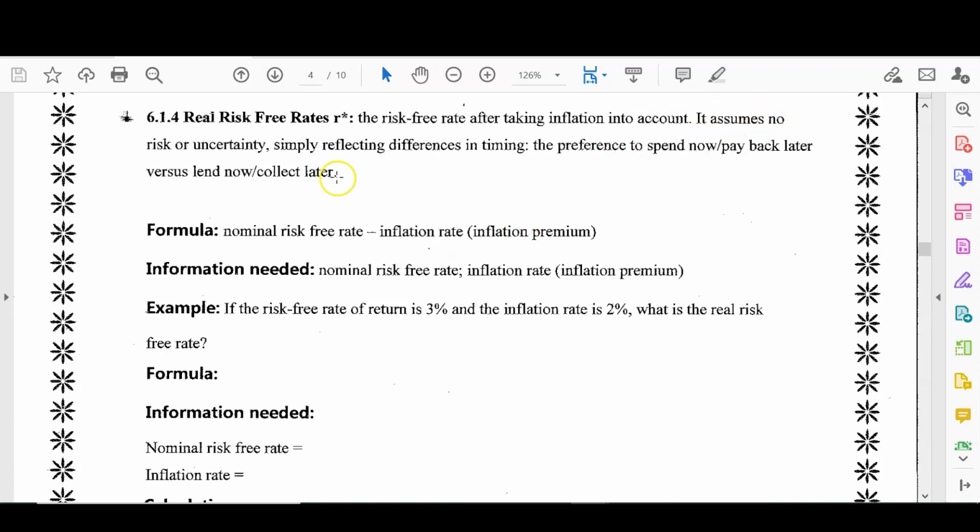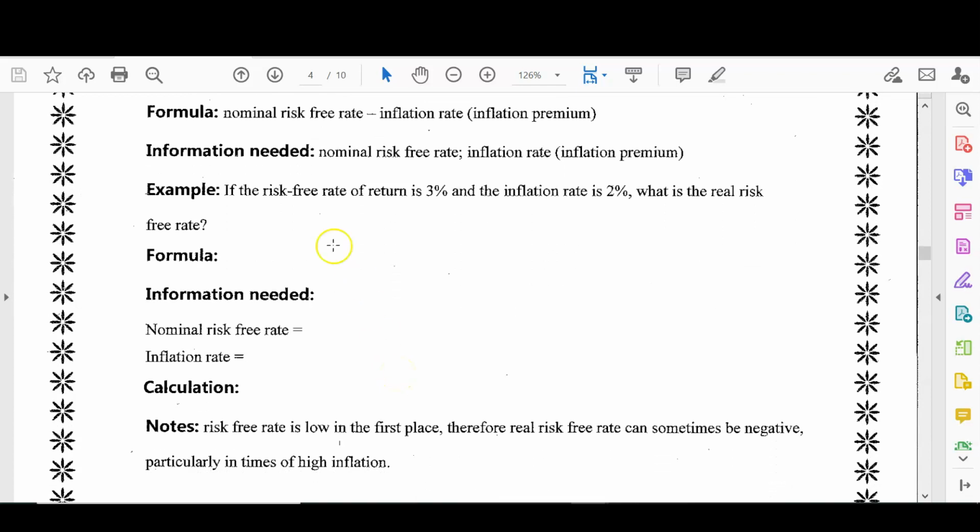It assumes no risk or uncertainty, simply reflecting differences in timing, the preference to spend now or pay back later versus lend now or collect later. So it's similar to nominal risk-free rate, it's just we take out the inflation part. For example, if risk-free rate of return for, say, a 3-month treasury bill is 3% and the inflation rate is 2%, what is the real risk-free rate? So again, here we have nominal risk-free rate as 3%, inflation rate as 2%. Take the difference of the two, the real risk-free rate should be 1%.